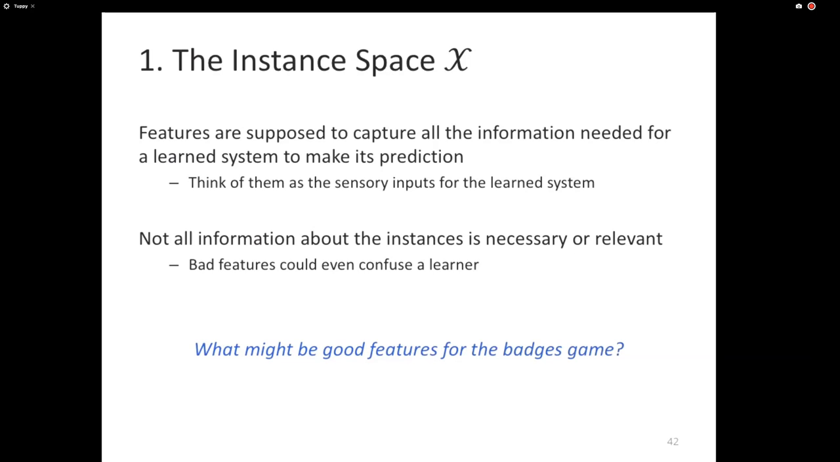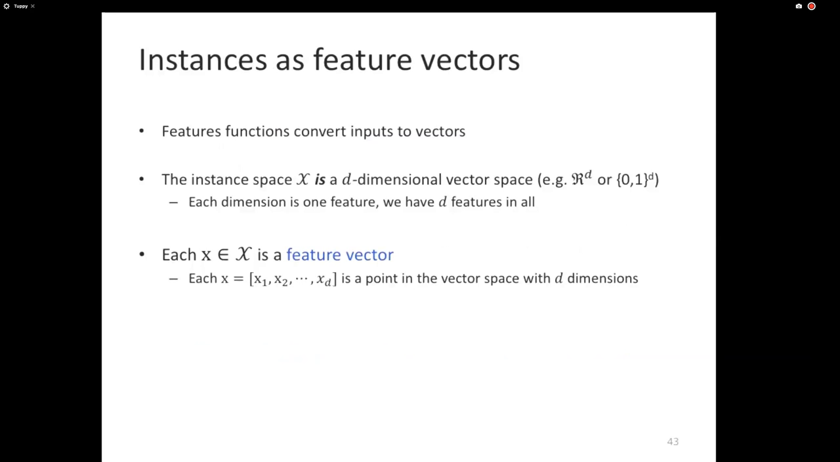It could be if you want to learn it, otherwise it's deterministic. Feature functions convert inputs to vectors. Because feature functions are assumed to be given for the purposes of this class, we won't be talking about emails and images and names and such things. We'll only be talking about inputs that are high-dimensional vectors. Let's pretend that the feature extraction has been done yesterday. And every dimension is one feature.